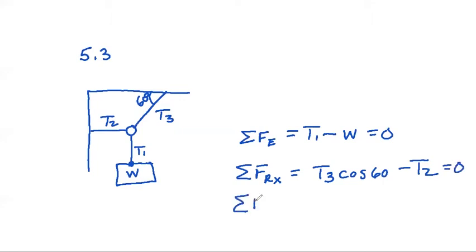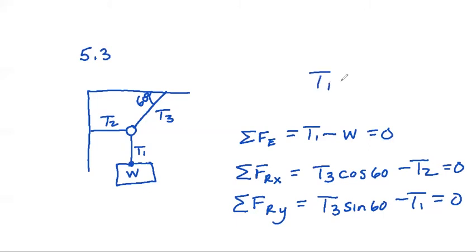And the sum of the forces at the ring in the Y, we've got, oh, I'm sorry, yeah, this is right. We've got T3 sine 60, that's pulling up, so that's positive, minus T1 equals 0. Note that T1 is negative here because it's pulling down on the ring, but here it's positive because it's pulling up on the engine. All right, now all I have to do is a little algebra and solve for my tensions in terms of the weight. So I have T1 equals W.